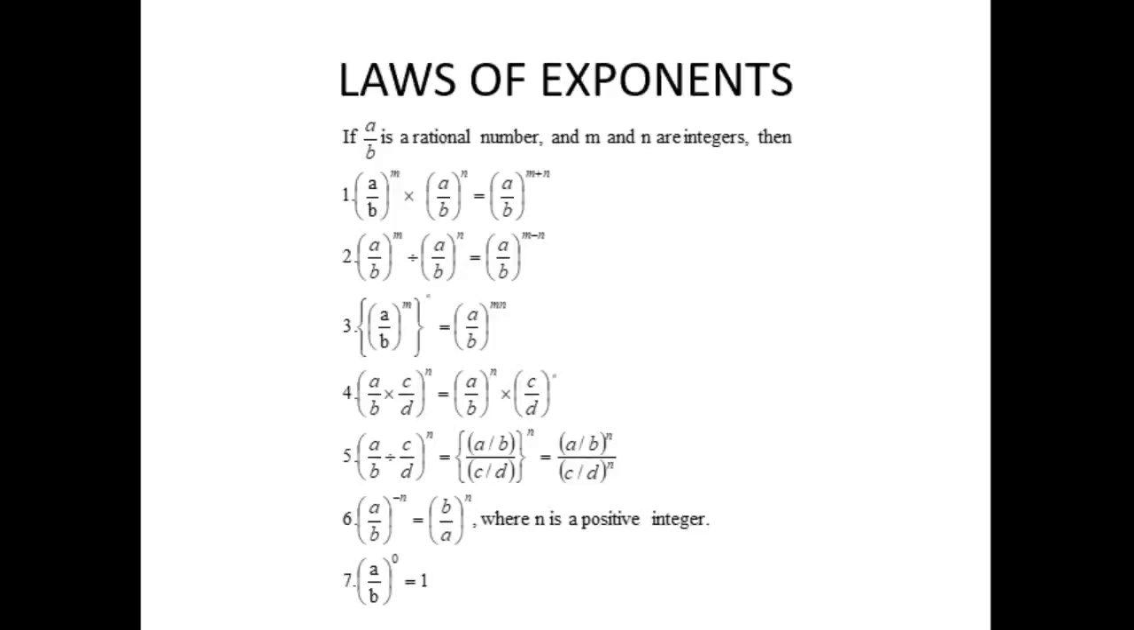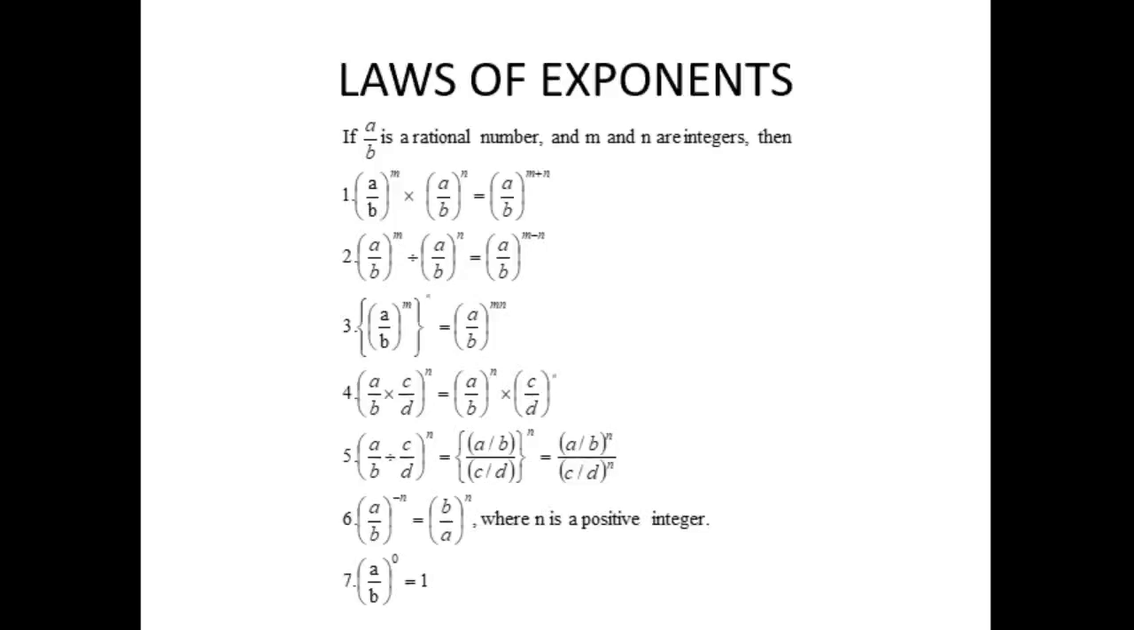Now let us come to the third rule, that is called the power of power rule, where a upon b raised to the power m is further raised to the power n. Whenever the powers are separated by a bracket, they are always multiplied. That is equal to a upon b raised to the power m into n.